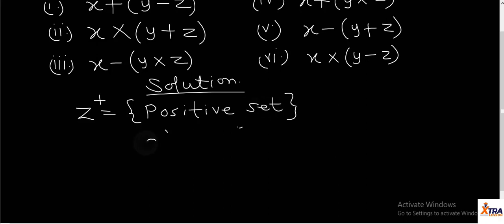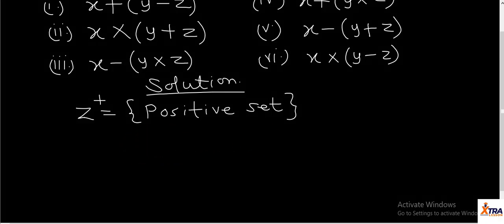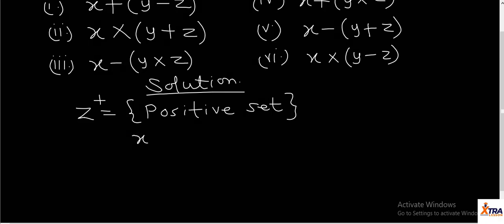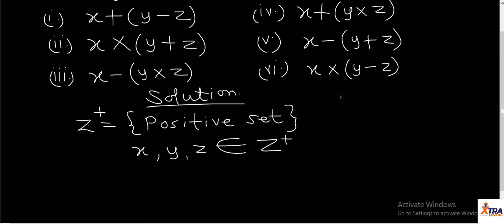Where our X, our Y, and our Z are all elements of the set Z plus. So since they are all elements of set Z plus, we are considering these three elements under the set Z plus and then considering these different operations using the idea of distributivity. So for figure 1 now, we have X plus Y minus Z.